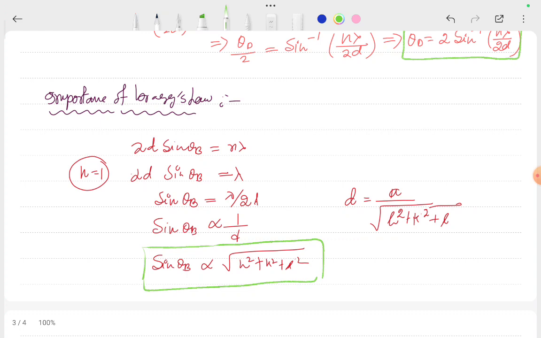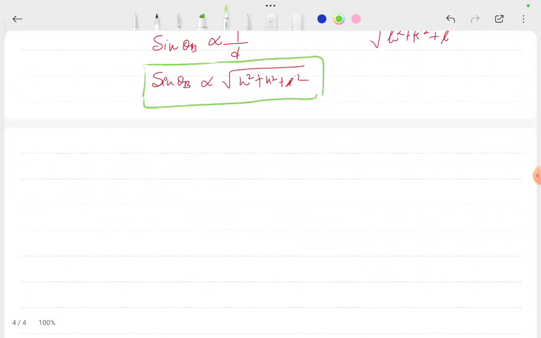Also, from this expression we know that when the values of h, k and l increase, then Bragg's angle also increases. So take a note, that is very important. Note 1: if the hkl value is increased, then theta b will also increase.